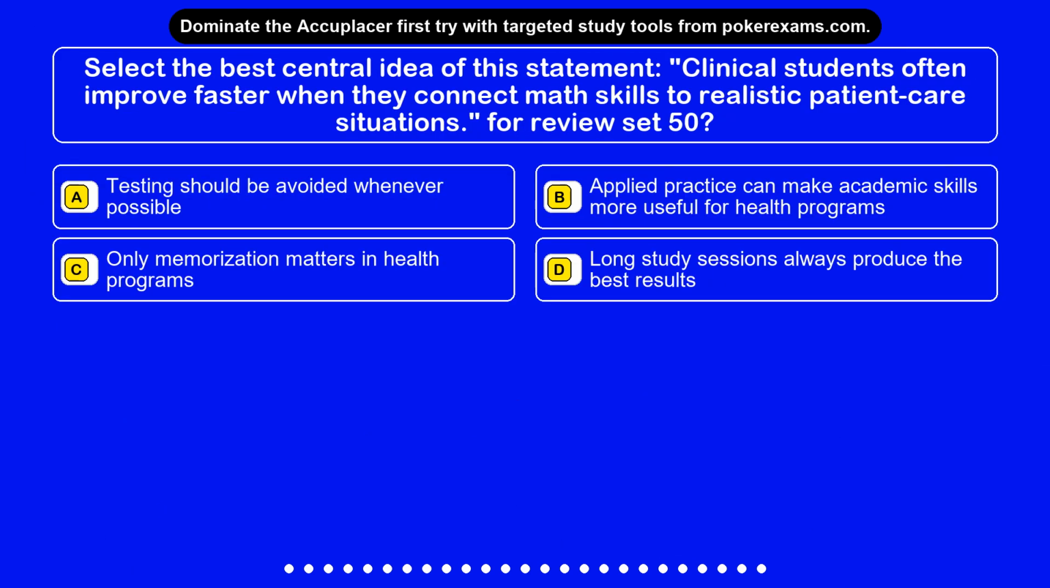Question 13. Select the best central idea of this statement. Clinical students often improve faster when they connect math skills to realistic patient care situations. For review set 50. Option A, testing should be avoided whenever possible. Option B, applied practice can make academic skills more useful for health programs. Option C, only memorization matters in health programs. Option D, long study sessions always produce the best results.